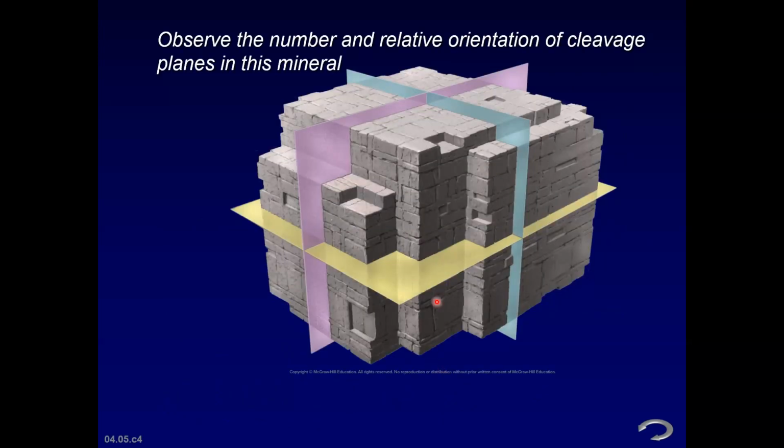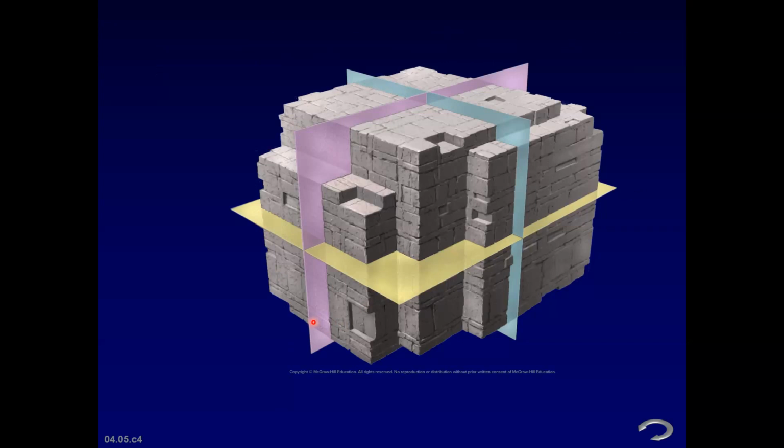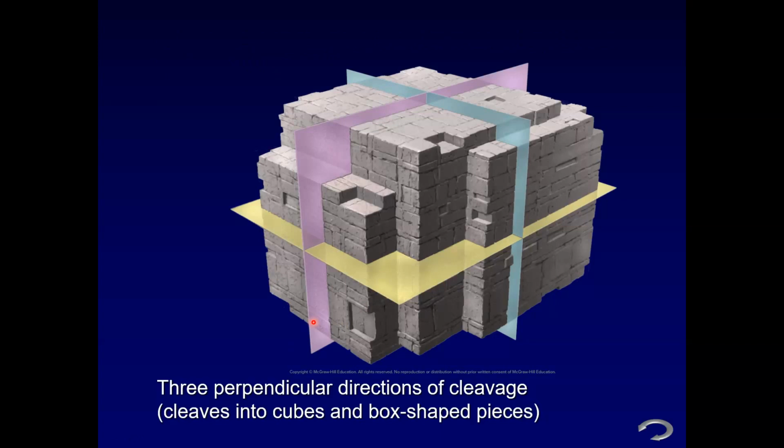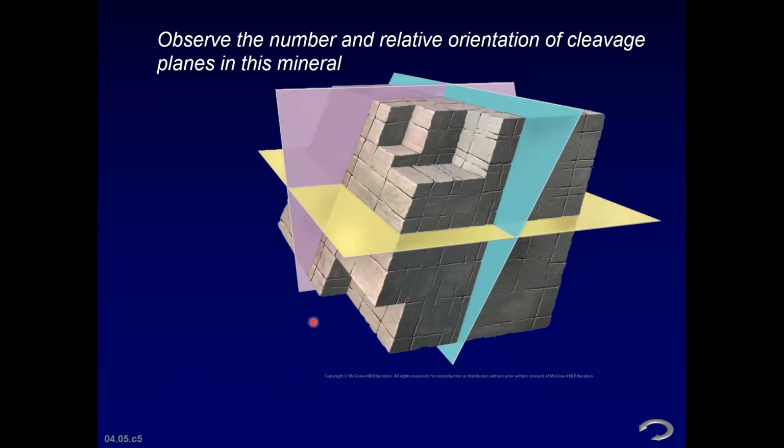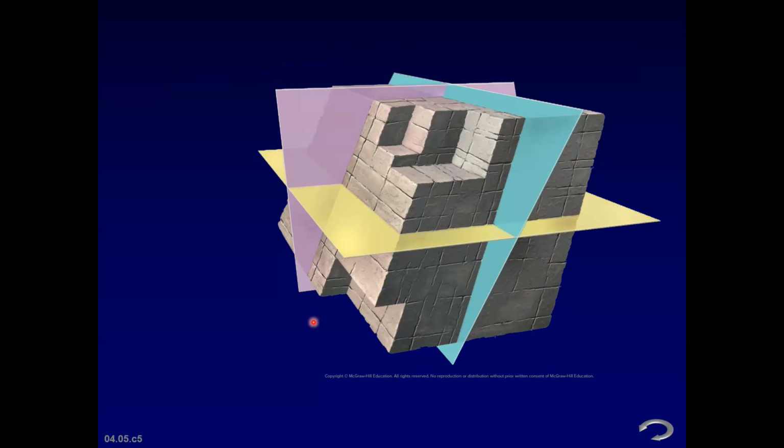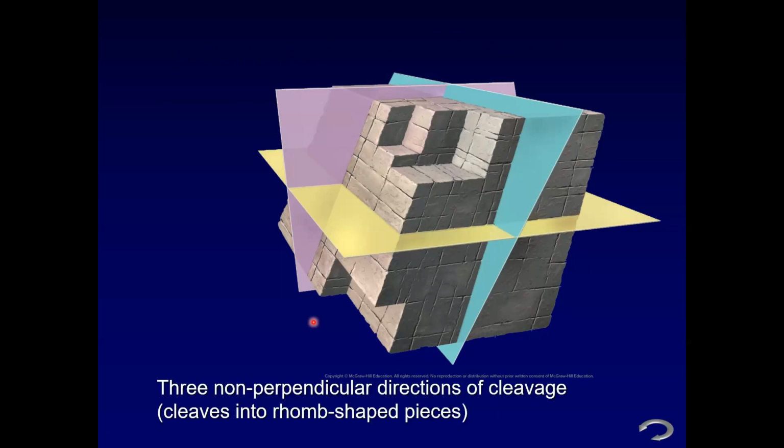And here we have 3 cleavage planes, as with halite. In this case, if you were to throw this mineral on the ground, it would break into cubic shapes or rectangles, box-shaped pieces. This mineral also has 3 cleavage planes, but they're not at right angles to one another. There are 3 non-perpendicular directions of cleavage, and you'll see that mineral break into rhombic shapes if you were to throw it on the ground.